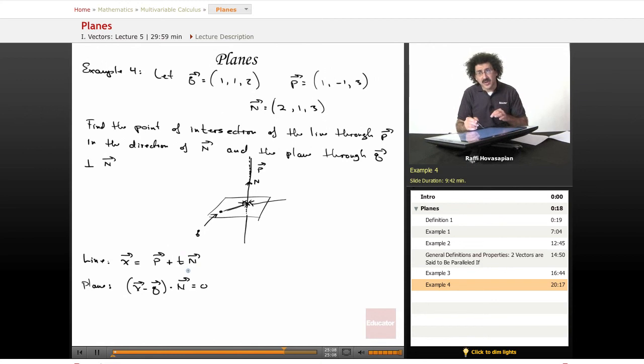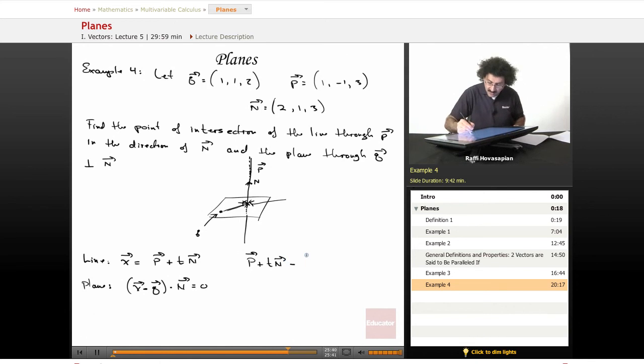We want the point of intersection. In other words, we want the value X that makes this true. Well, the value X that makes this true, just take this X and put it in here. That's all you got to do. So we'll take this x, which is p plus t times n, and I'm sorry if I keep going back and forth between upper and lower cases. Let me be consistent.